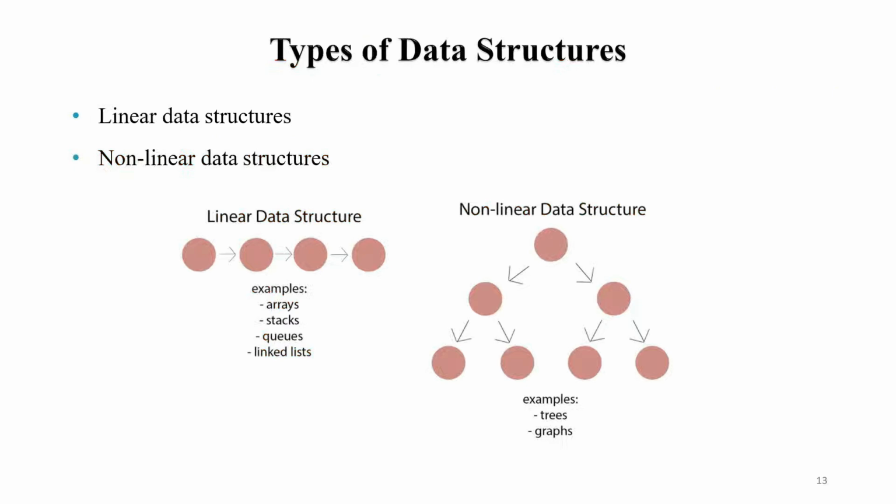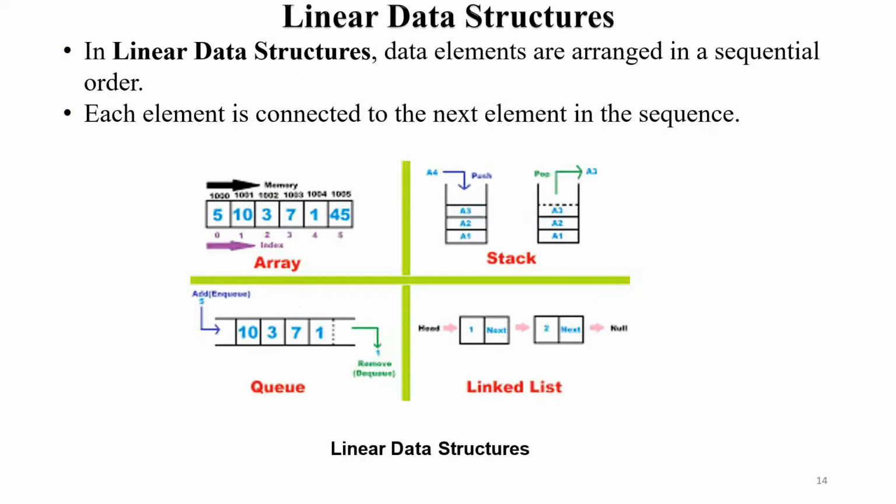Data structures are broadly classified into two main categories: linear data structure and non-linear data structure. This classification depends on how the data elements are arranged and accessed. In linear data structures, the data are arranged in a sequential order. Each element is connected to the next element in a sequence. Examples are arrays, linked lists, stacks, and queues. These structures allow the data to be accessed in a linear or sequential manner.